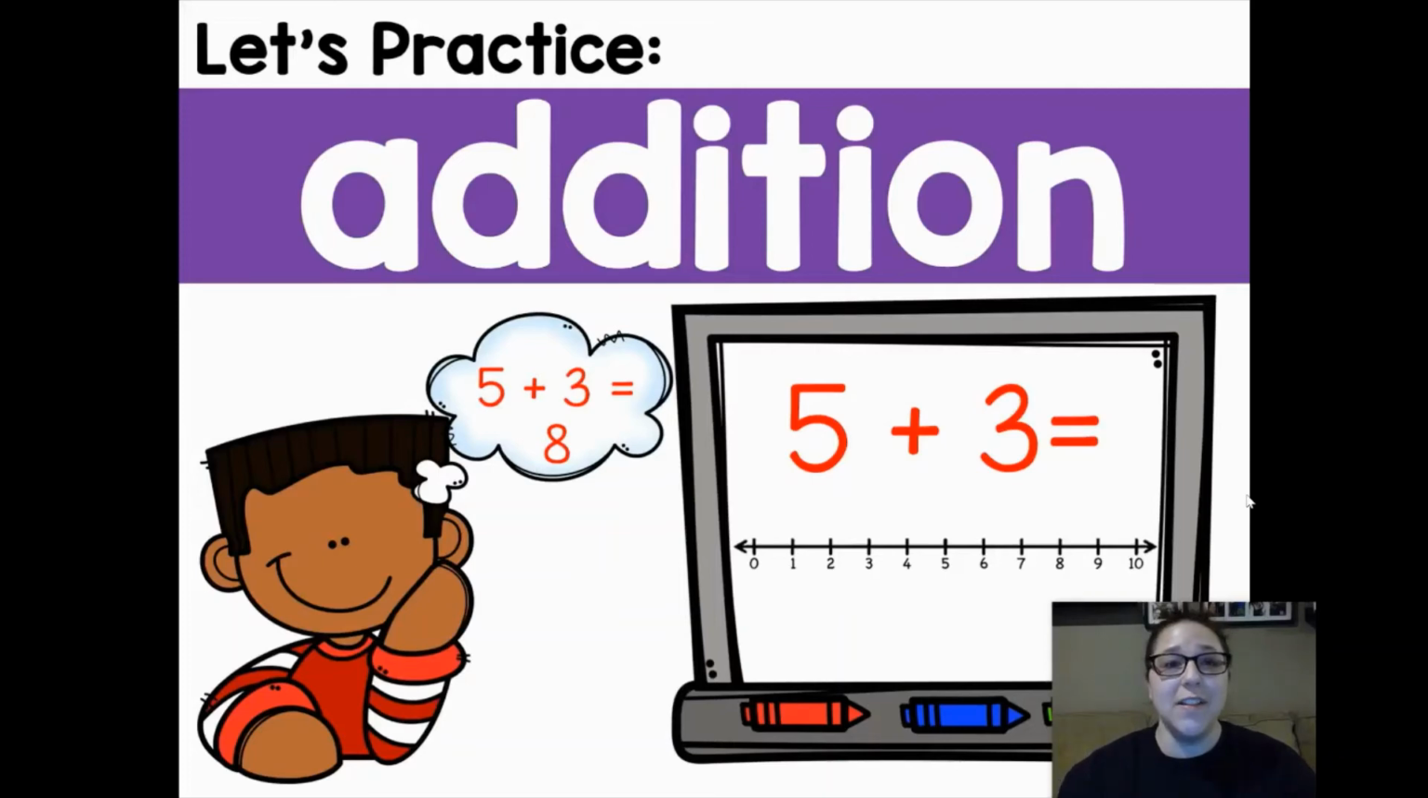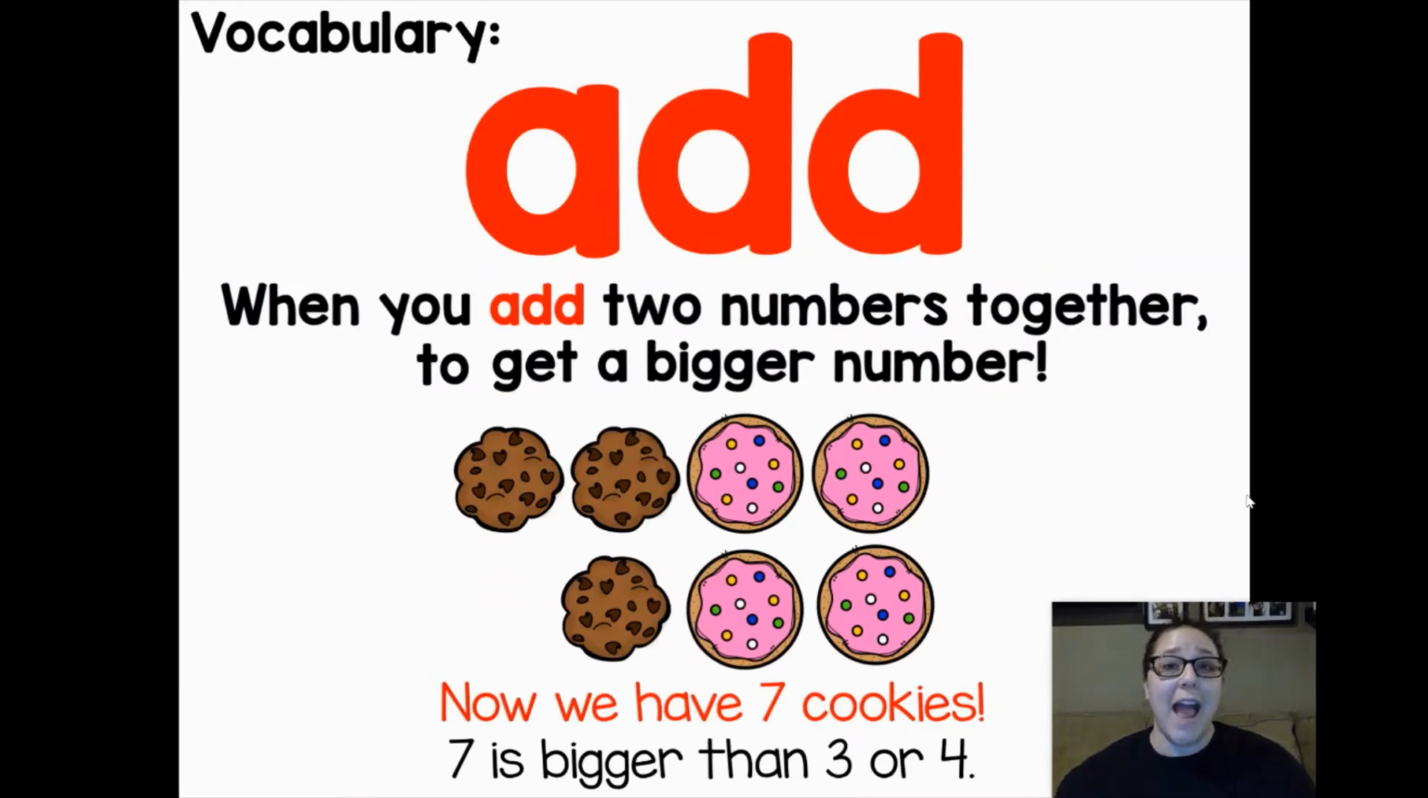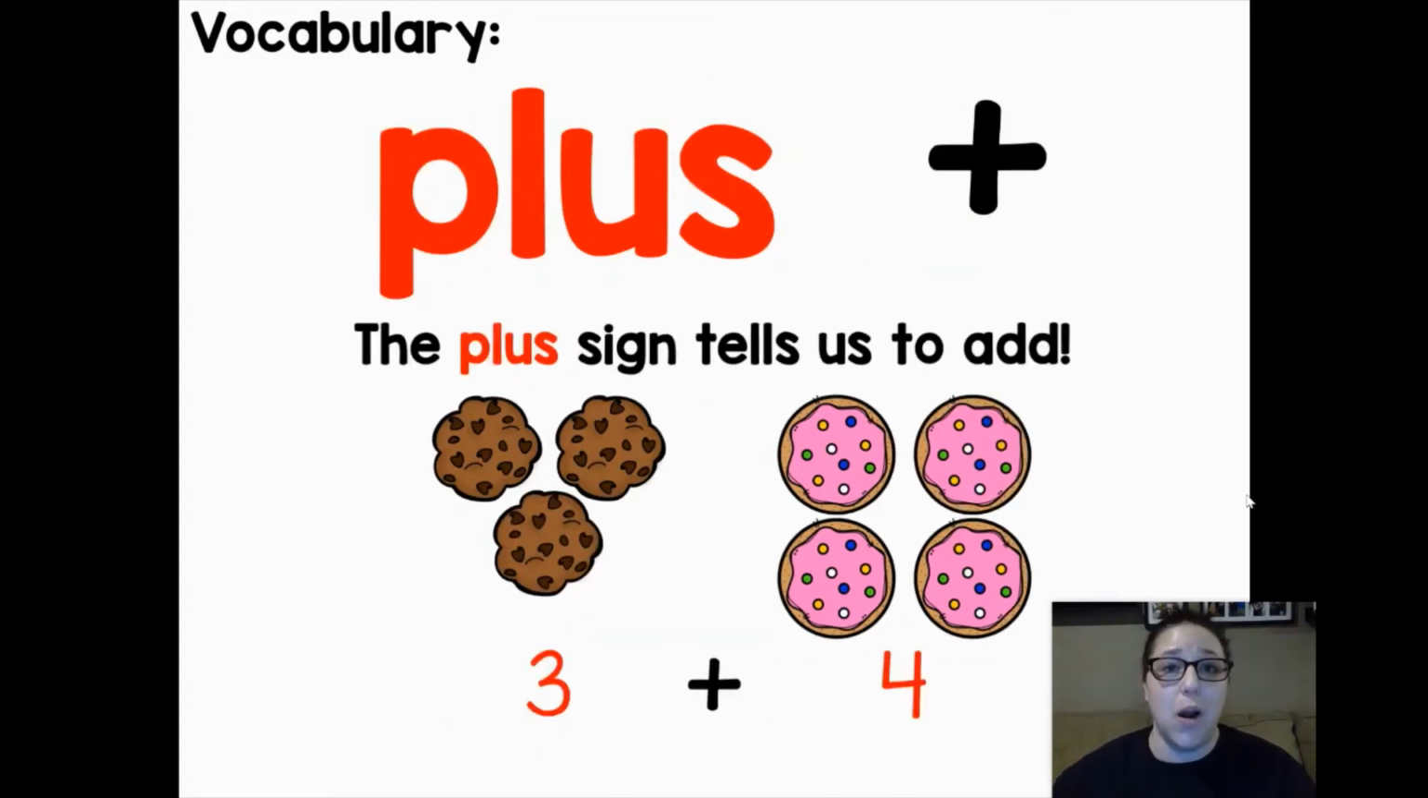Hi, friends. Over the last couple of weeks, we've been practicing addition using different strategies to help us see the numbers we're putting together. Let's review the symbols that we use in addition. Remember that adding is when you put two numbers together to make a bigger number. When we see numbers in a number sentence, like 3 plus 4, we know to add, put the numbers together, because we see the plus sign.